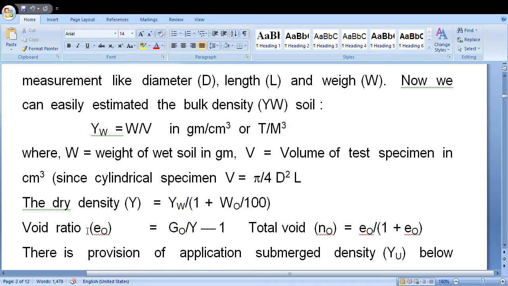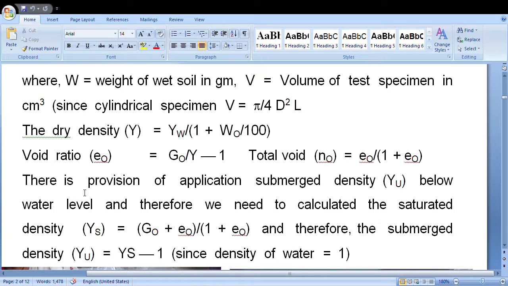The void ratio, we can calculate from specific gravity divided by dry density minus 1. And total void, that is porosity, we can calculate from the void ratio itself. Void ratio divided by 1 plus void ratio will give us total voids, that is porosity.